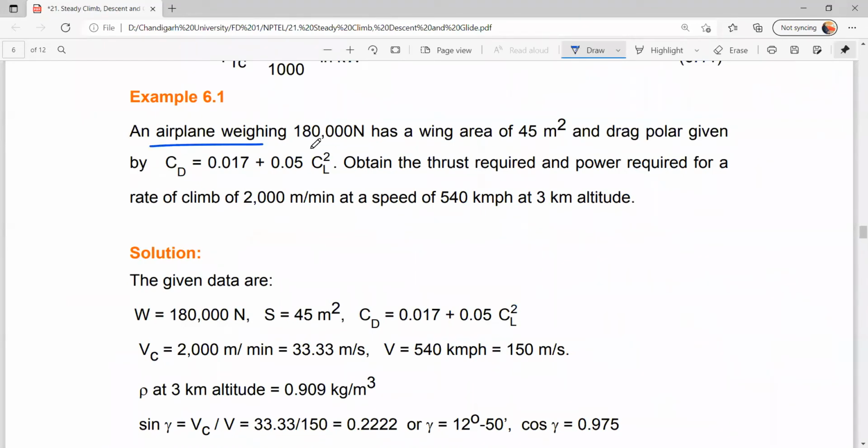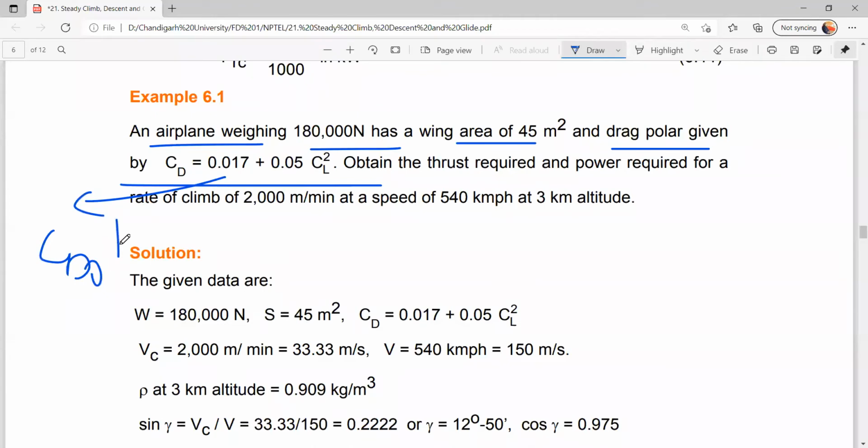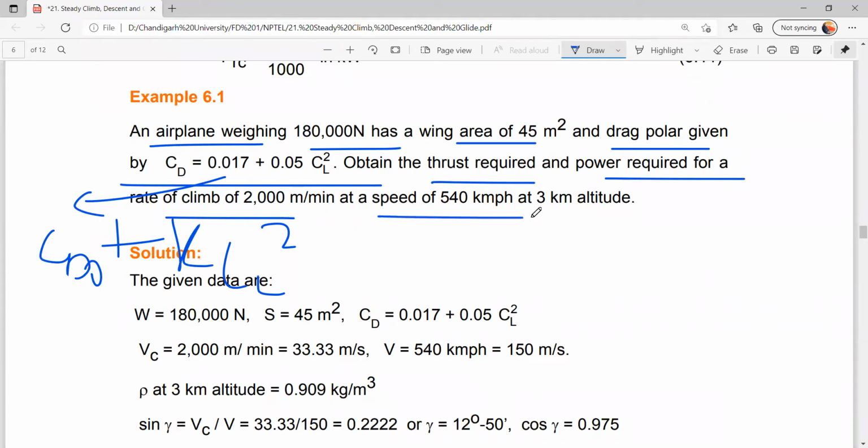An airplane of weight 1,80,000 Newton has a wing area of 45 meters square, and drag polar given by CD equals CD naught plus K CL square. Obtain the thrust required and power required for a given rate of climb. So they have given the rate of climb and the speed of the aircraft at 3 kilometer altitude. They want to know how much thrust and power are required.